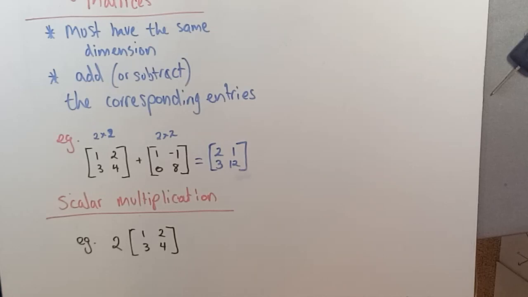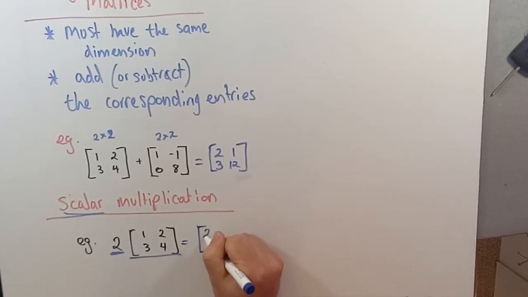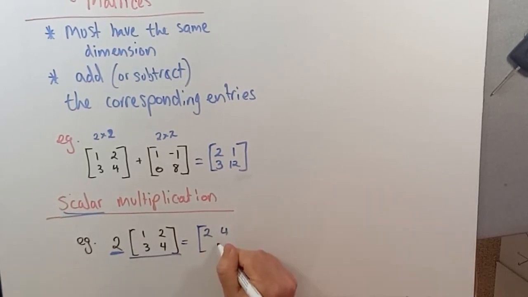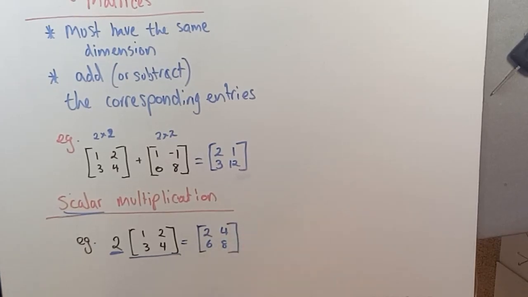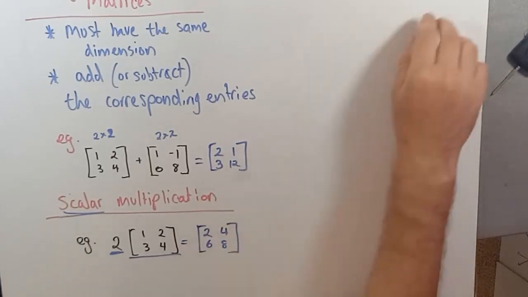Scalar multiplication. Here we've got 2 times this matrix. I bet you can guess what we do. If you're scaling something, you're making it bigger by two times. Everything's going to be in the same ratio, but it's just going to be 2 times bigger. So you just multiply each entry by 2. So you get 2, 4, 6, and 8, and you're done. So scalar multiplication is really easy with matrices.